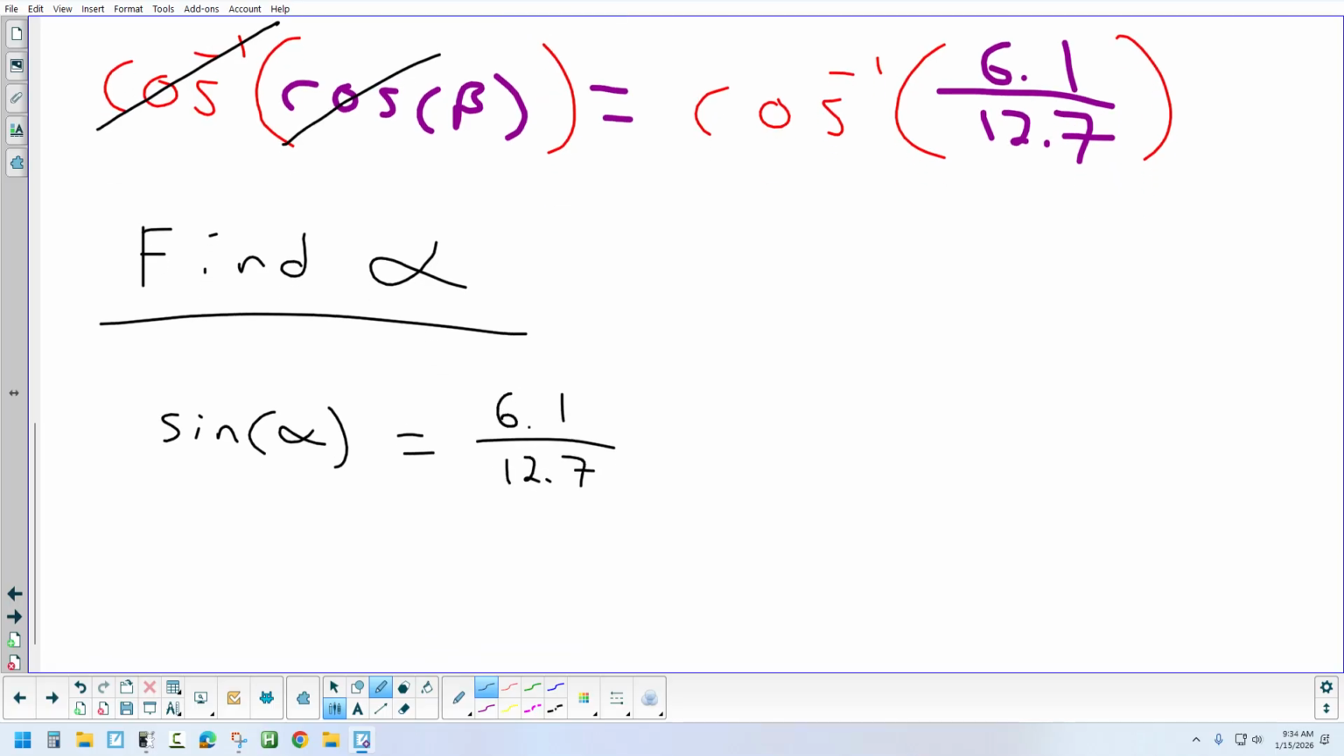And how am I going to get alpha by itself there? Yep, just do the inverse function. Can you say it? Just do inverse sine. Yep, on both sides. And what are we doing with the inverse sine? We are not multiplying. Never say multiplying when you're dealing with canceling out a function, because you're taking the inverse sine of both sides.